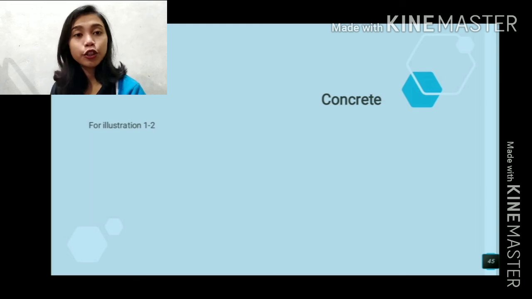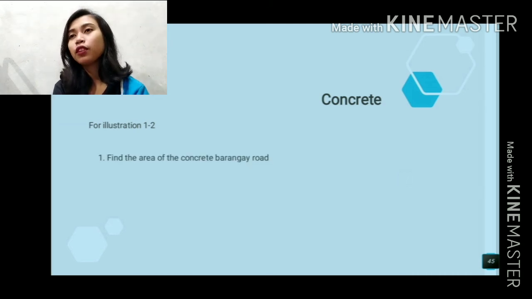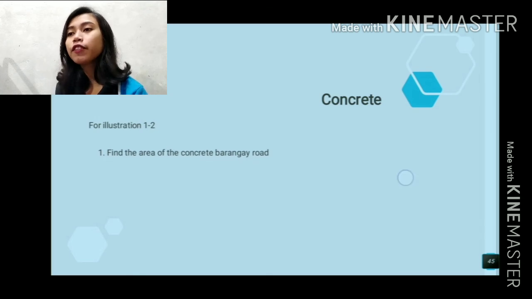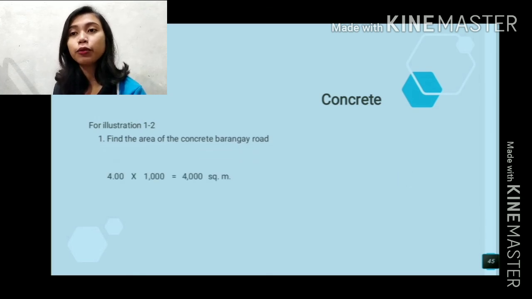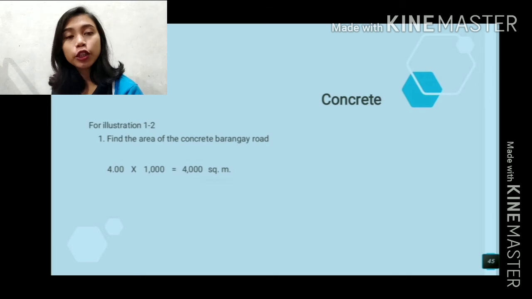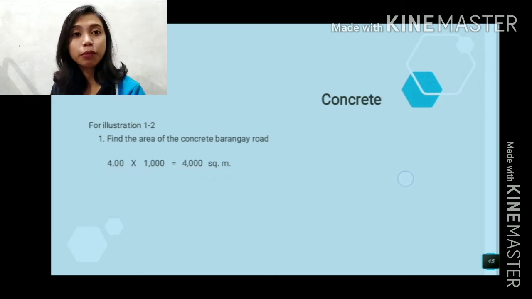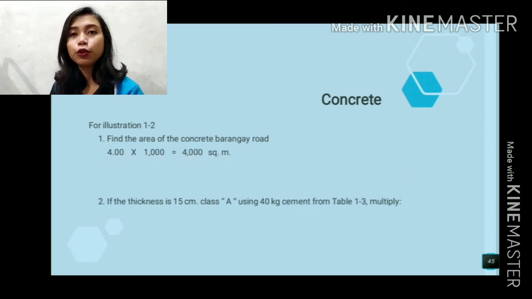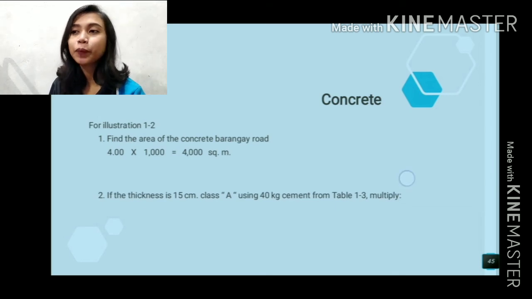And in illustration 1 to 2, the given problem is a road 4 meters wide, 1 kilometer long, or 1,000 meters, and 15 centimeters thick or 0.15 meters. So number 1, to find the area of the concrete barangay road, which is 4 meters multiplied by 1,000 meters, is equal to 4,000 square meters.